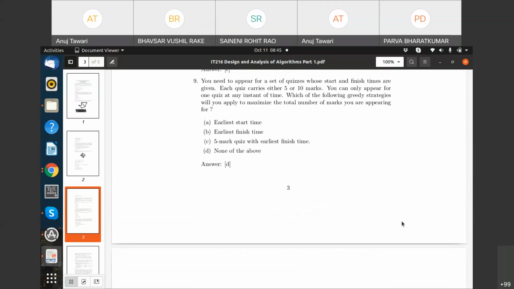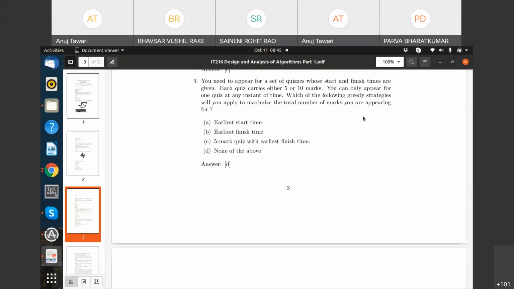Let's start with this problem, then we'll come back to the first 8 questions. You had to appear for a set of quizzes whose start and finish times are given. Each quiz carries either 5 or 10 marks, and you can appear for only one quiz at an instant of time. Which of the following greedy strategies will you apply to maximize the total number of marks you are appearing for?